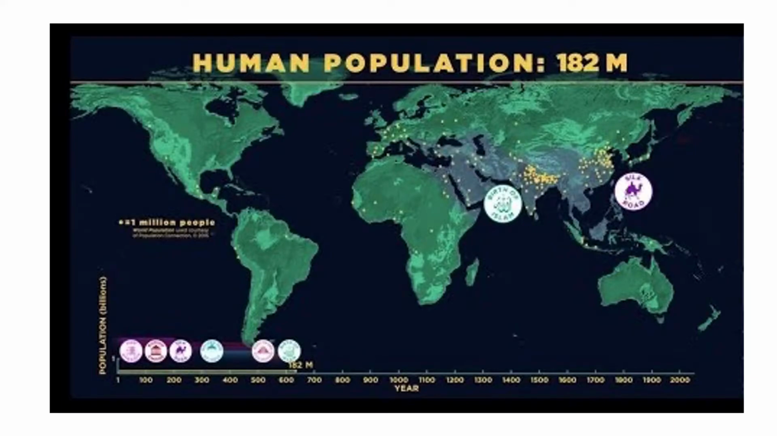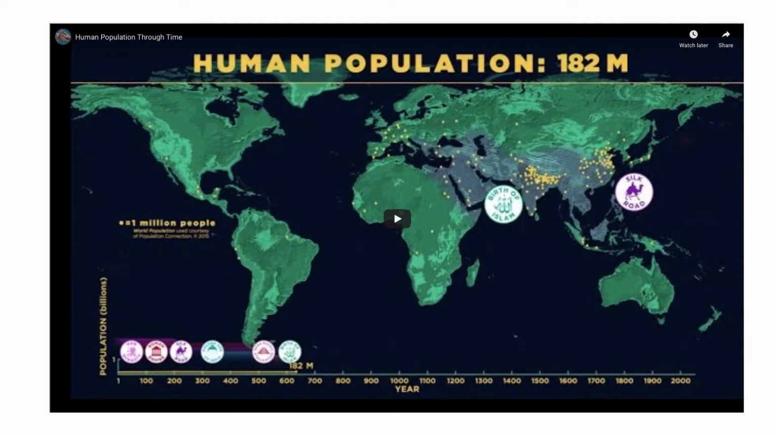Let's start off with a video. This is a video by the American Museum of Natural History about the human population through time. It will show us the process of human dispersal from Africa, significant events in history, as it shows the trend of global human population growth, and also a projection of the future trend of human population growth.